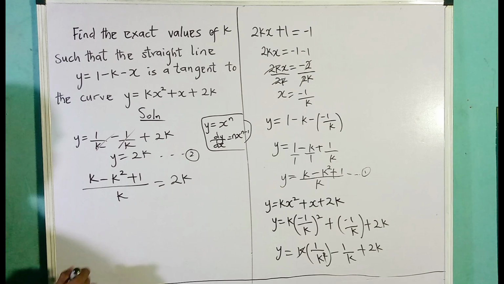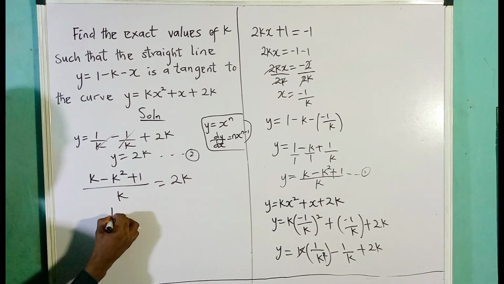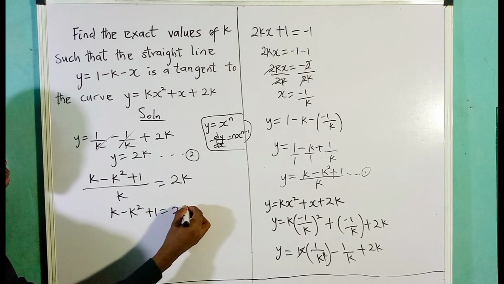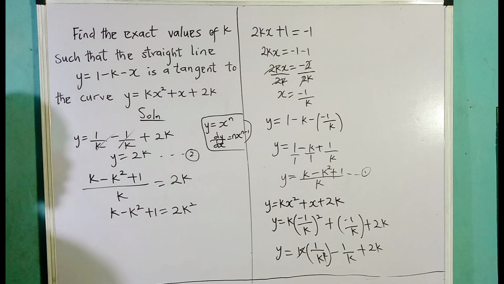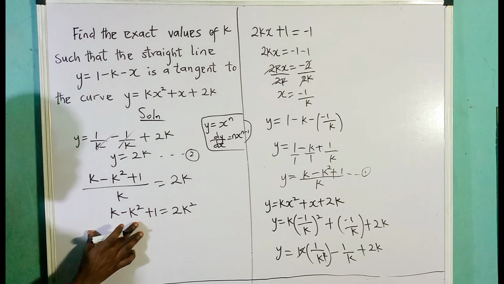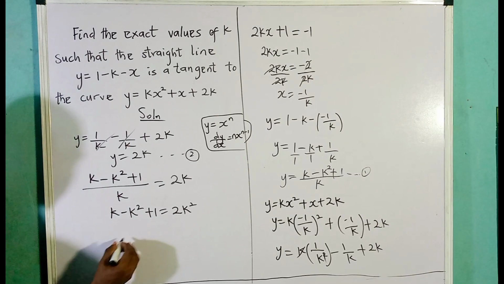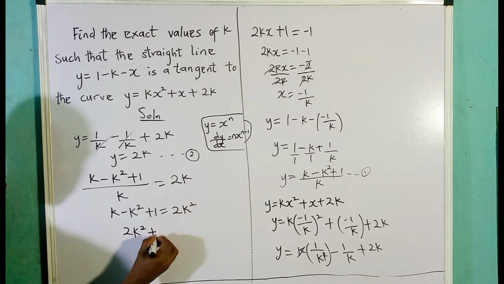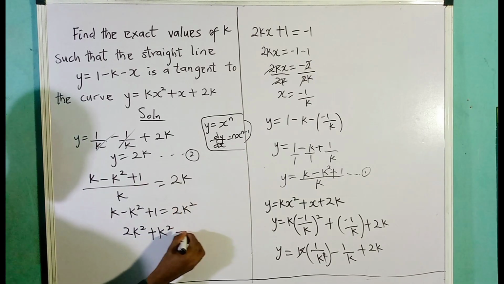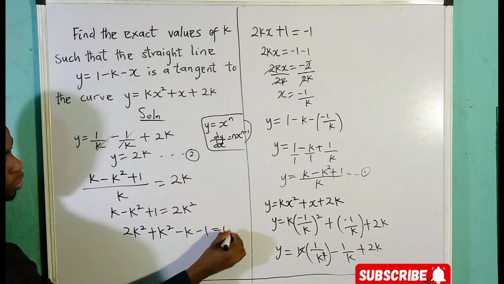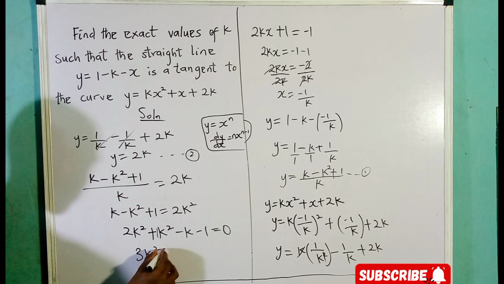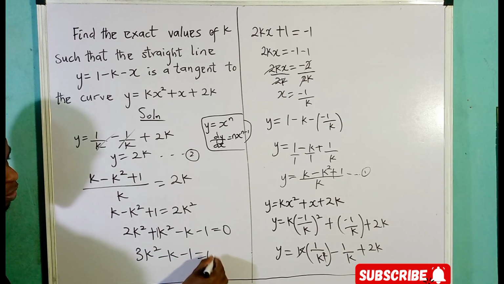Now what I'm going to do is to cross multiply. So k minus k squared plus 1 will be equals to 2k times k, which is 2k squared. We'll collect like terms, and in fact I want to move everything to a particular side, and I'll be having 2k squared. Then this moves to the right hand side, minus becomes plus k squared minus k, then minus 1 equals to 0. 2k squared plus k squared, the coefficient here is 1, so 2 plus 1 is 3, so this is 3k squared minus k minus 1 equals to 0.